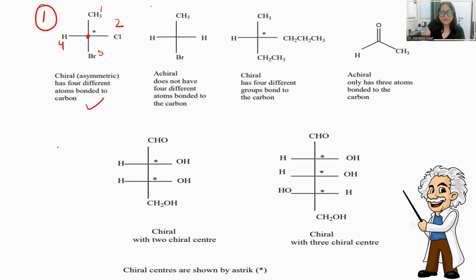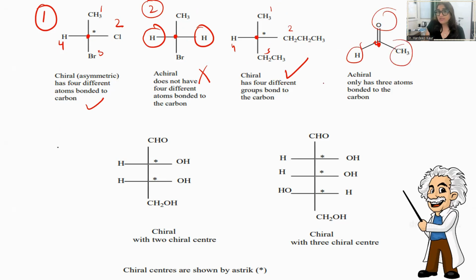In the second example, this carbon is not attached to four different groups because these two groups are the same. So it is not chiral. In this one, it is attached to four different groups. Yes, it is chiral. Here, this carbon is not attached to four groups. It is only attached to three groups. So it is not chiral.